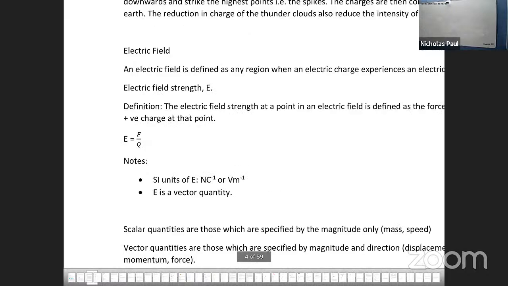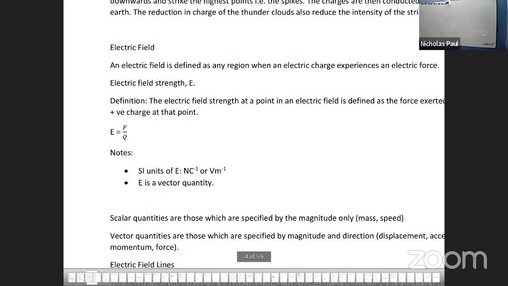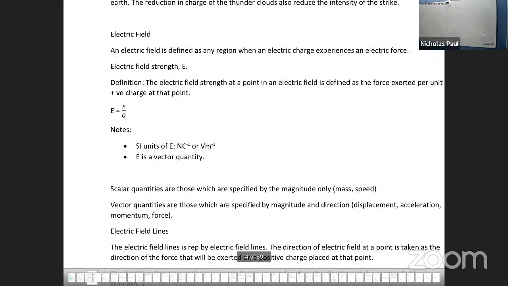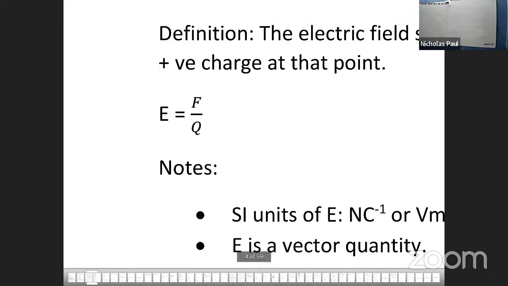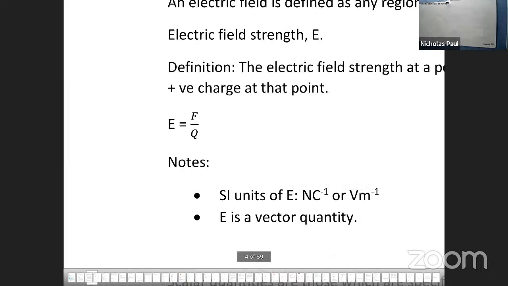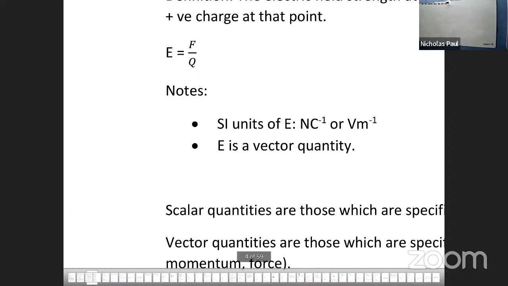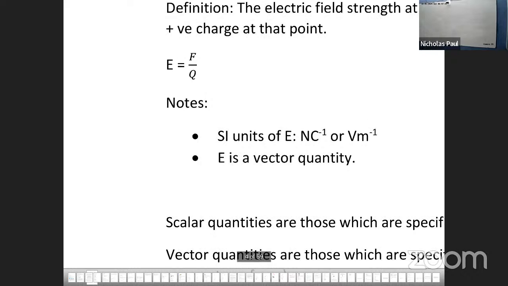Right, first thing first. Around the electric charge, we know that what exists? Electric field. And the strength of the electric field is the force acting per unit charge. I know we did this already, I'm just going over it. The SI unit is newton per coulomb or volts per meter. And very important, it is a vector quantity. So we have to take direction into consideration.